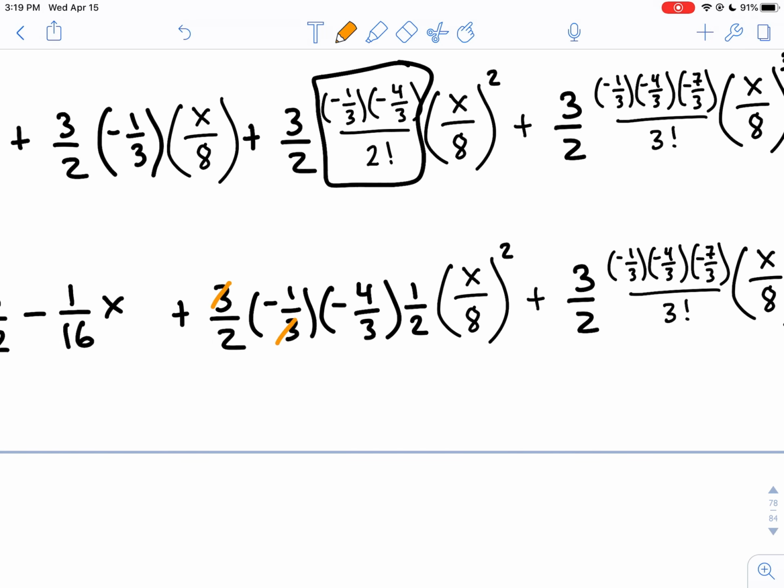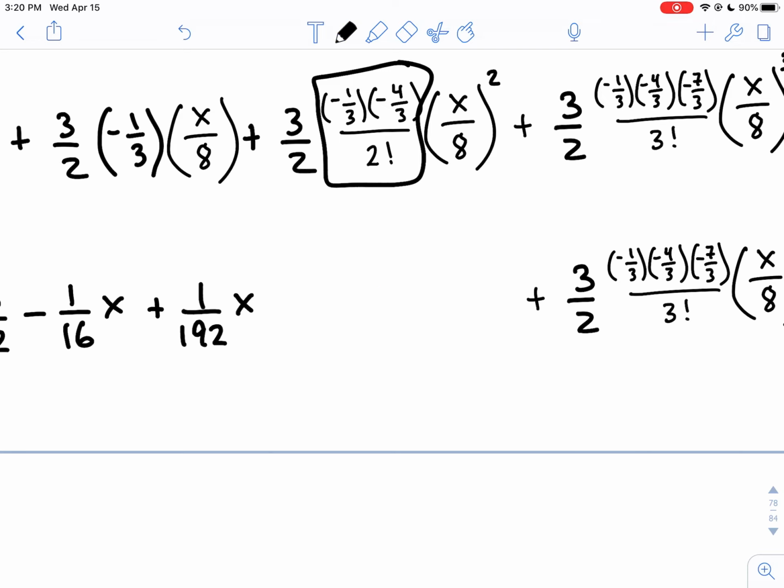3 cancels, this 2 and that 4 cancel. Don't forget you have to square that 8 as well. The square has to affect the x and the 8. And there's just an extra 3 down here. So we've got to do 8 squared times 3. That's 192. We have a negative times a negative, so it's going to be positive. We have a positive 1 over 192, and that was times an x squared.